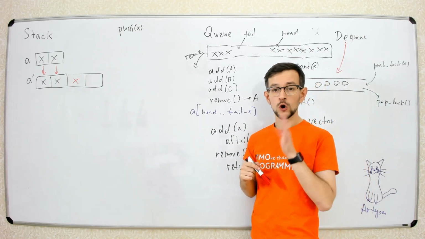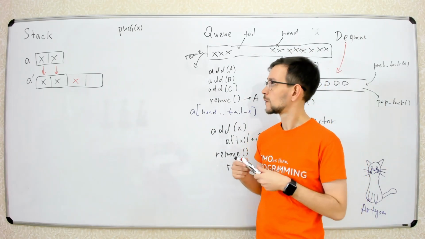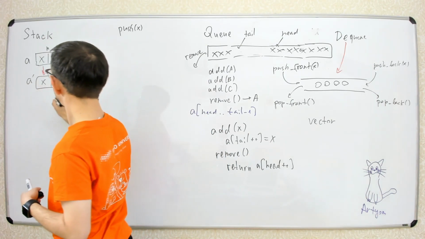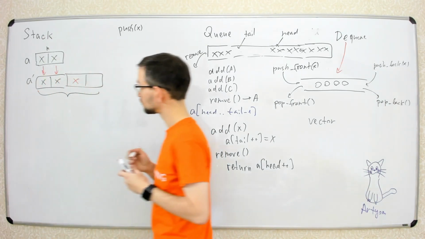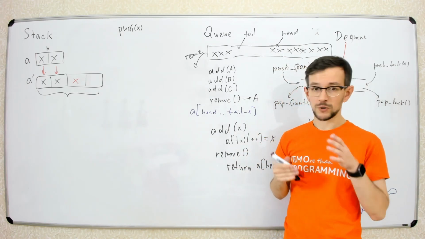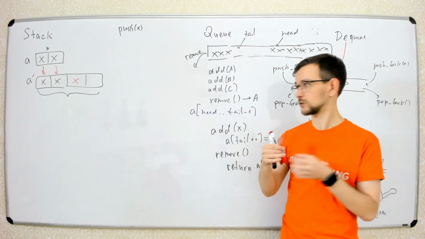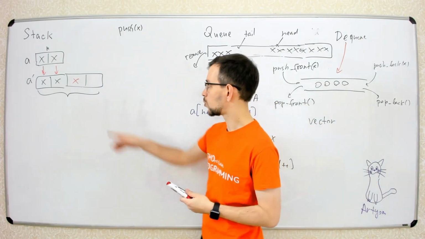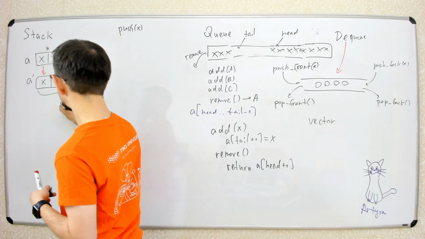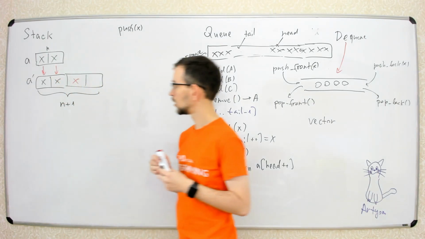Now, what should be the size of this new array? Let's say the size of this array was n. What should be the size of the new array? For example, what happens if you increase the size by 1? Okay, it's logical. You need one more element in the array. So if you make an array of size n plus 1, what will happen?